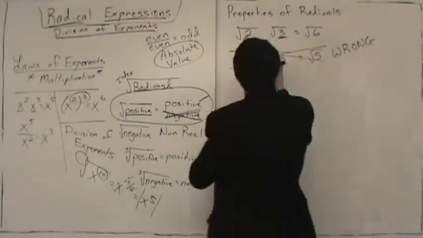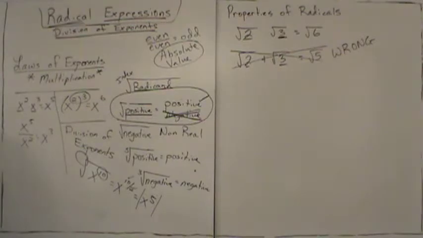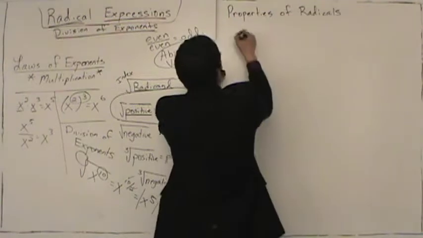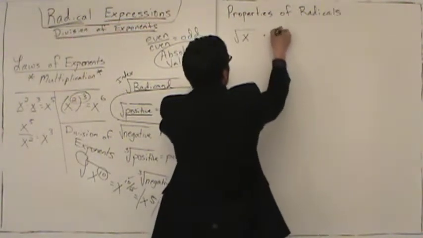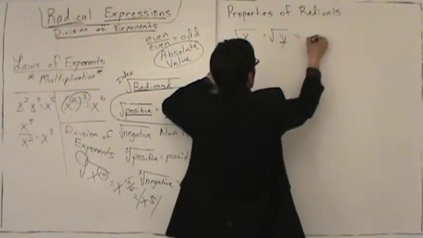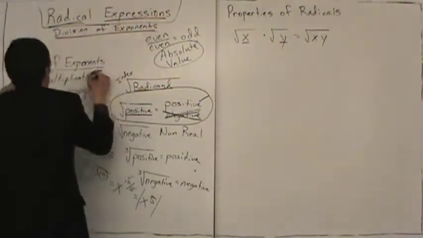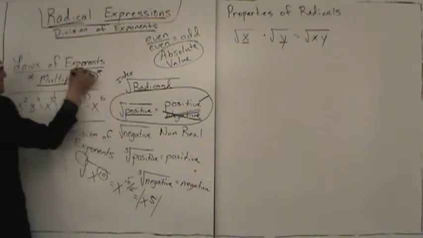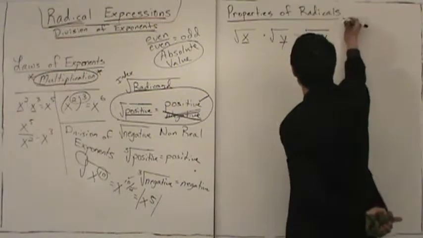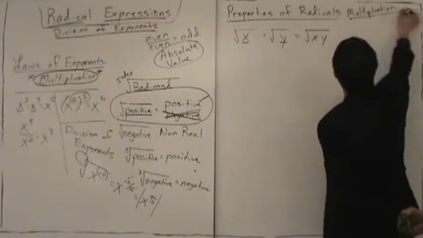Now, we're going to establish some properties. So we're going to say that the square root of x multiplied by the square root of y, can we multiply the radicands together? Yes. The square root of x times the square root of y is the square root of xy. Remember, what operation refers to radicals? What operation are we studying? Multiplication. So radical properties apply to multiplication. So properties of radicals refer to multiplication.